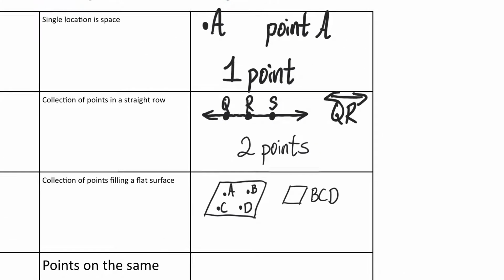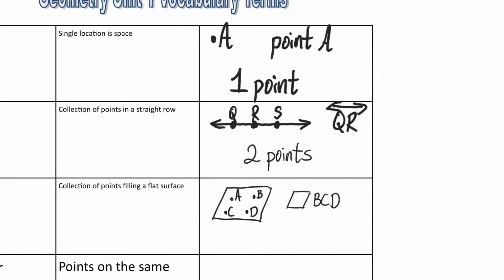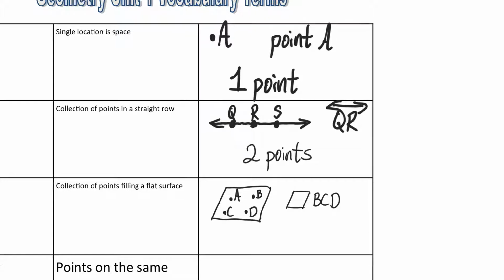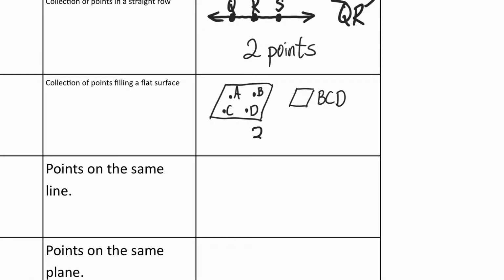Okay? So, for a point, you need 1 point. For a line, you need 2 points. For a plane, how many points do you think you need? 3. Very good guess, and that's right. Three points make up a plane.